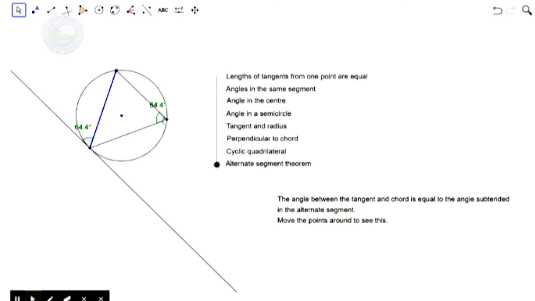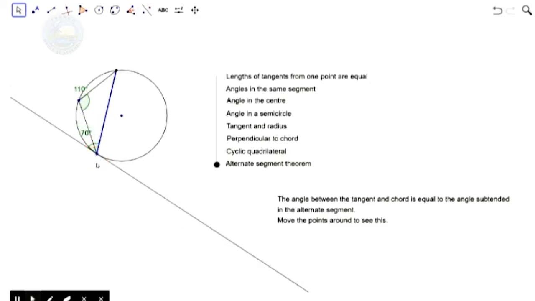Now, let us say that this was now the case, where here, instead of us subtending the angle in the alternate segment, it is now subtended within the same segment. Well, in a case like this, the angle between the tangent and the chord is going to be the supplementary angle subtended in the same segment. So if the angle here is 70, then the angle here is 110.